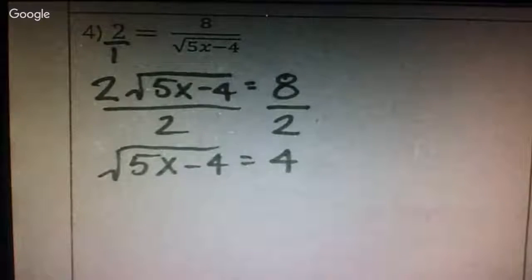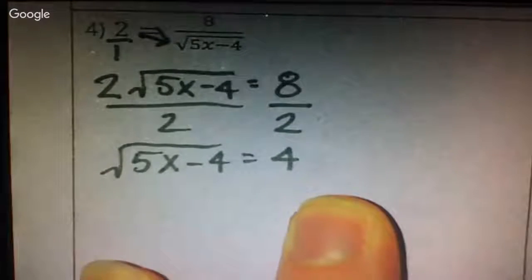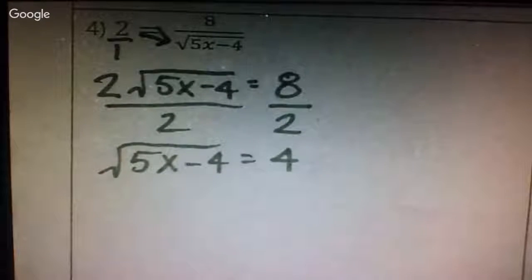For the last time, you put 2 over 1 to turn it into a fraction, so then you can cross multiply it. So what I did was take 2 times this radical. Whenever I do that, 2 becomes the coefficient outside of the radical. Remember, when we multiply, it's 2 times the coefficient, which is 1. So it becomes 2 square roots of 5x minus 4. Who's confused there?